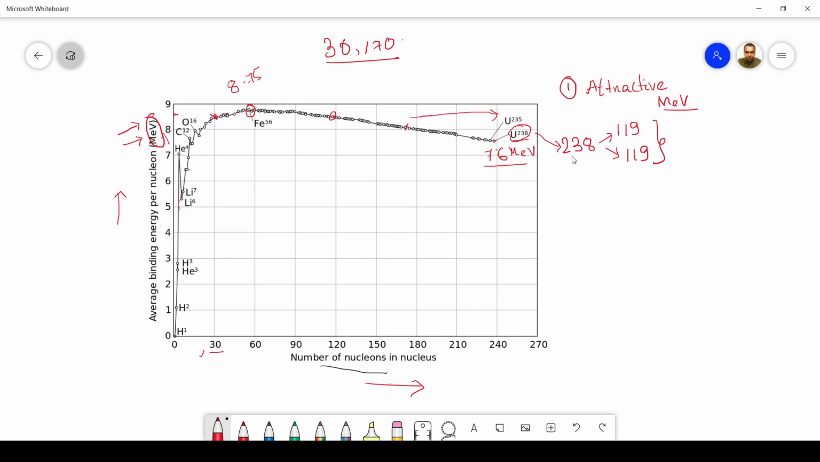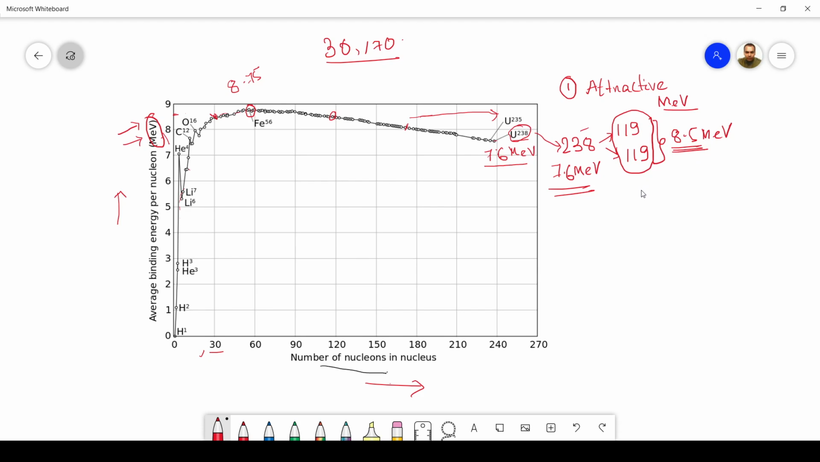Let me write again. The nuclear binding energy per nucleon is about 7.6 mega electron volt, and in case of these two lighter nuclei, the nuclear binding energy is 8.5 mega electron volt. That means what? That means these lighter nuclei, which are produced by breaking this heavier nuclei, are more strongly bound.